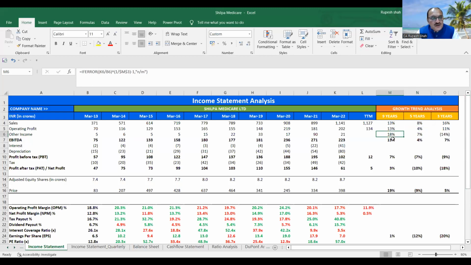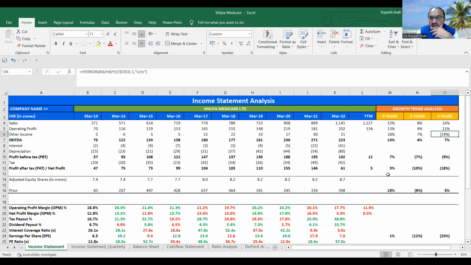Then EBITDA income 18% up, 7% up, -14. This is very interesting. See, the sales is going up, your operating profit is going up, but your EBITDA is actually degrowing. EBITDA is actually degrowing in 3 years. So that means in this area we need to do deeper qualitative analysis. Despite sales growth, why is there no EBITDA growth?